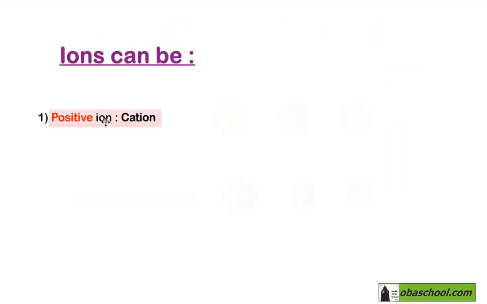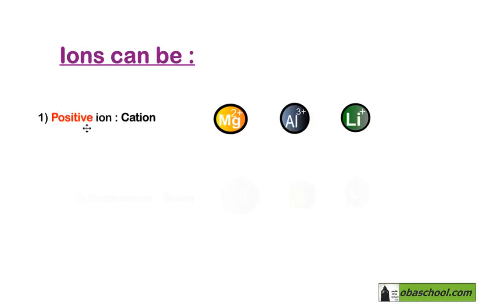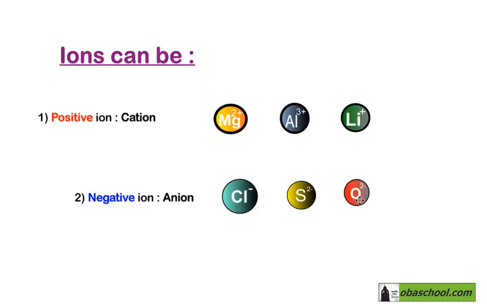Ions can be positive ions, and we call them cations, like Mg2+, Al3+, and Li+. So you see the charge is positive. And they can be negative ions, and we call them anions. For example, Cl-, S2-, and O2-. They have a negative charge. So there are 2 kinds of ions. Cations lost electrons to have a positive charge, and anions gained electrons and they have a negative charge.